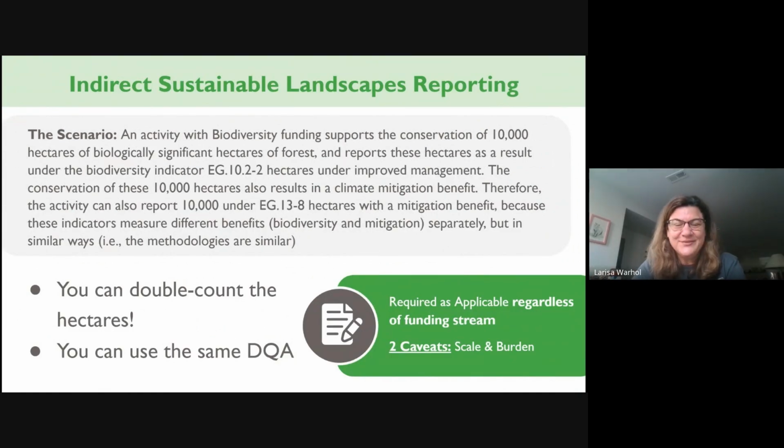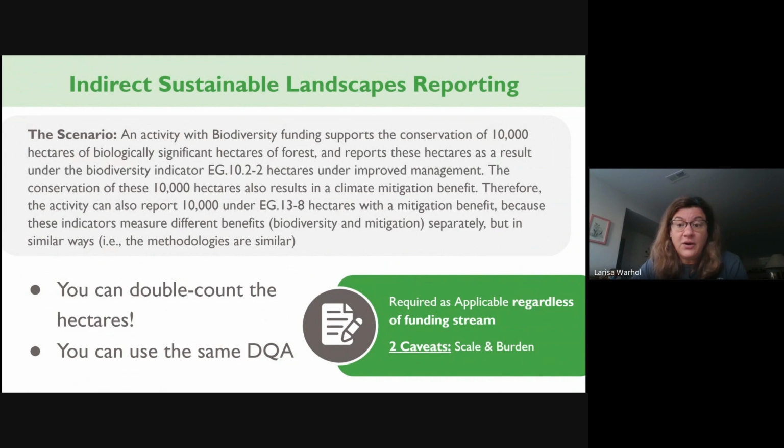Thanks so much, Patrick. We're just going to end with two different scenarios on some indirect reporting. As Patrick mentioned at the beginning, technically you should be reporting even if you do not receive Sustainable Landscapes funding. And so, the policy is if it's applicable, you should be reporting. We do recognize that there can be some reporting burden.